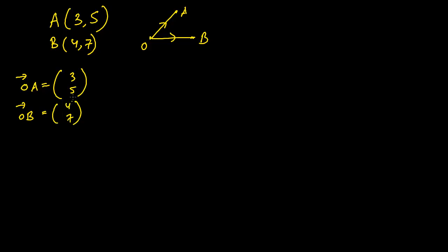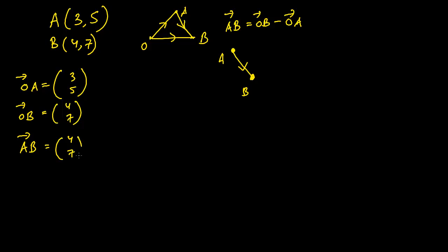So that's that. Now if they ask you to find the vector AB, there is a position vector rule. For the vector AB, we can use the triangle rule or we can use the position vector rule. The position vector rule says that a vector is the difference of the final and initial position vectors. So if this is AB, this point is known as the terminal point and this is known as the initial point. So the position vector of the terminal point minus the position vector of the initial point. That means we do the column vector 4, 7 minus 3, 5, and it turns out to be 4 minus 3 is 1, 7 minus 5 is 2.